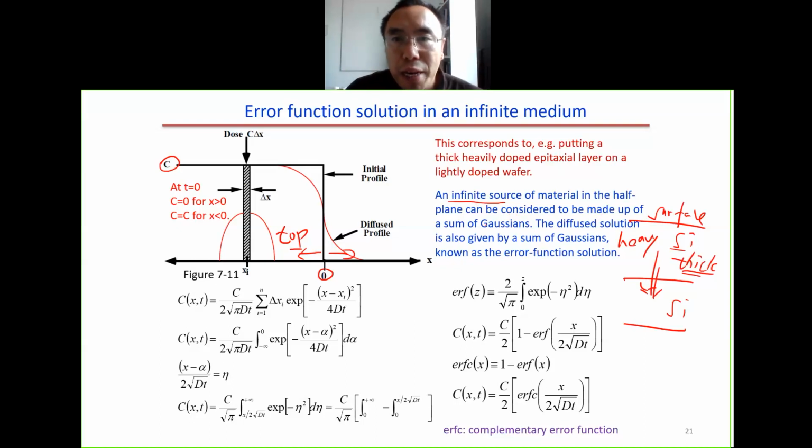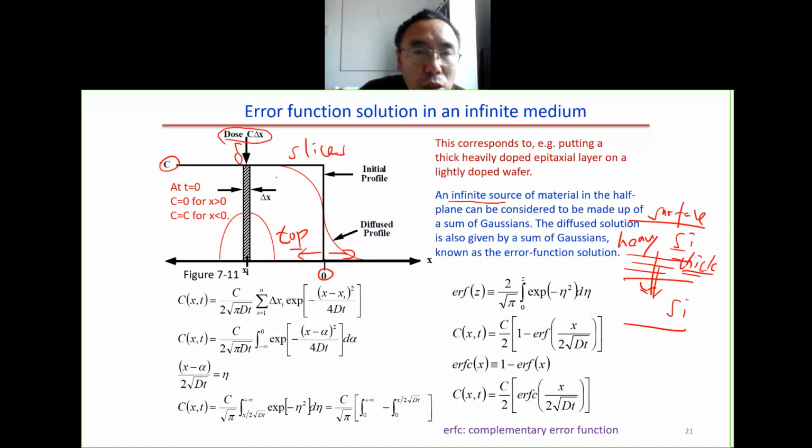So the half plane can be considered to be made up of a sum of Gaussians. For all the dopant here, we divide it into many slices like this. Then each of them has the dose C times delta x. So we can approximate each of them as a delta function.